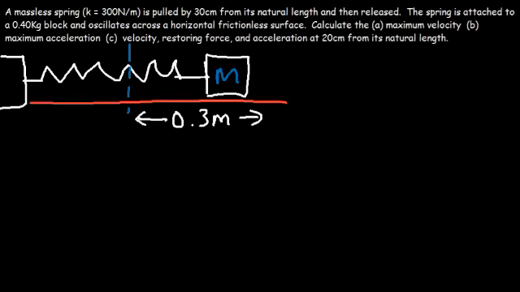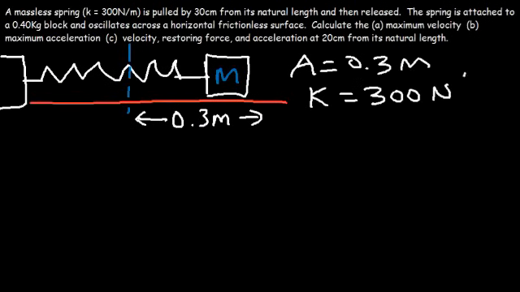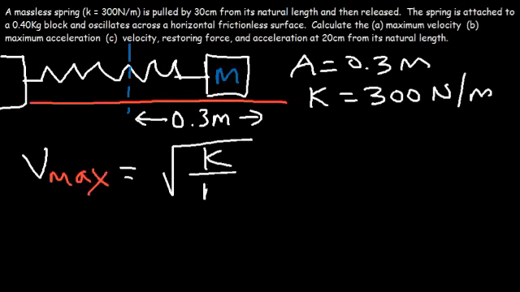So let's make a list of what we know. A, the maximum displacement, is 0.3. And K, the spring constant, is 300 newtons per meter. What equation do we need to calculate the maximum velocity? The maximum velocity is simply the square root of K divided by m times A. The mass is 0.4 kilograms. So we have everything we need to find the maximum velocity.